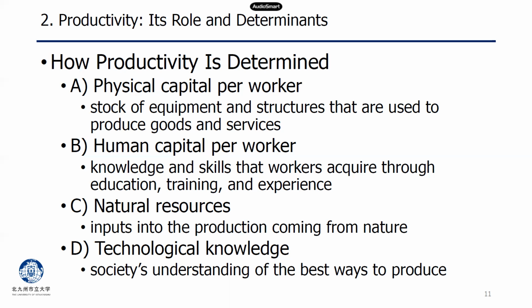Third is the natural resources. So if you have lots of natural resources, that's better for your productivity. If you are living in a country with lots of oil, the petroleum, then probably you are more efficient. And last is the technological knowledge. So if many people understand high-tech knowledge, then you are likely to be more productive. These four things are some examples of determinants of productivity.